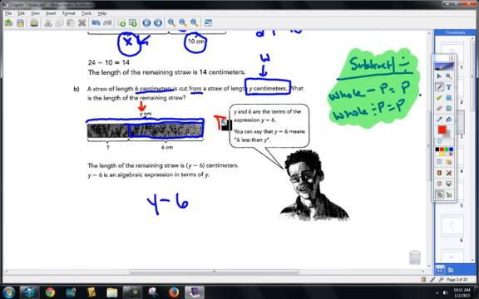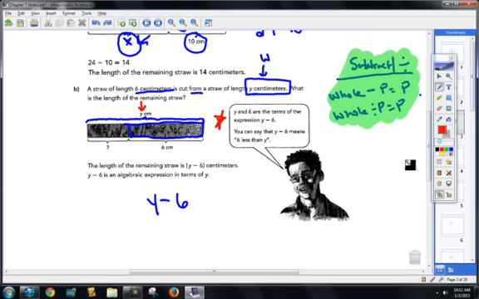Now, I want you to take special note about this right here. This is y and 6 are the terms. We'll talk about terms a little later in this chapter. You could simply say y minus 6, or you could say y take away 6, or even say 6 from y, because you're taking it from the whole of y.